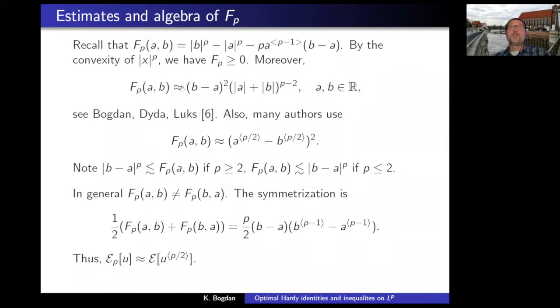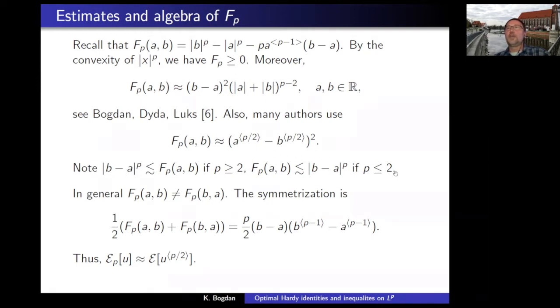So let me explain what this approximation sign means. It means that the ratio of the two sides of such a comparison is bounded below and above by two positive constants. So here is the one estimate that we are using in a paper with Dyda and Lux. And here we have just the squared increment of the argument, and here we have the sum of absolute values of arguments to the power p minus 2. This is a little bit troubling for p less than 2, which is allowed, but actually the sign plus makes this kind of safe. Here I have some comments about comparison with the usual powers.